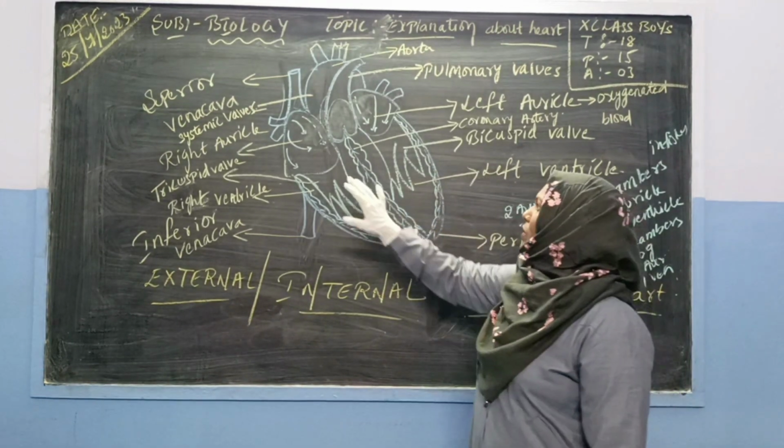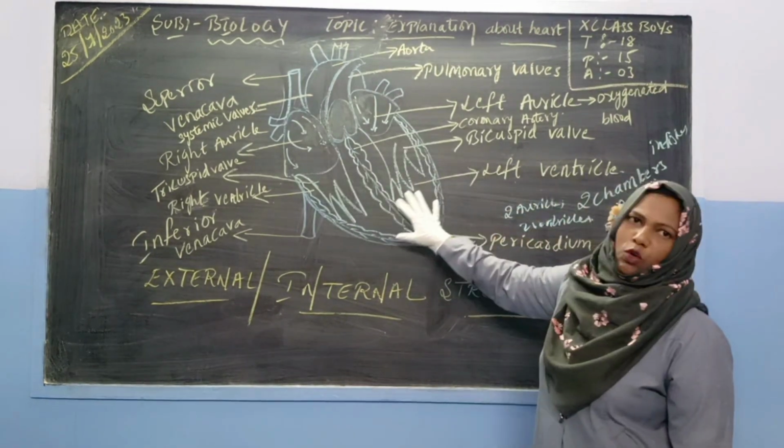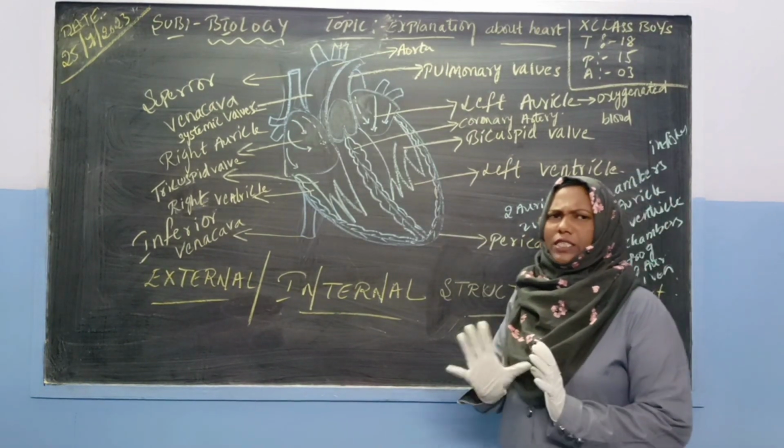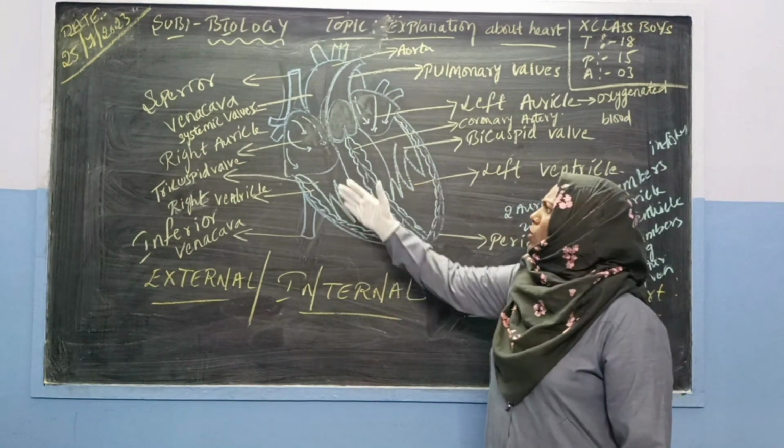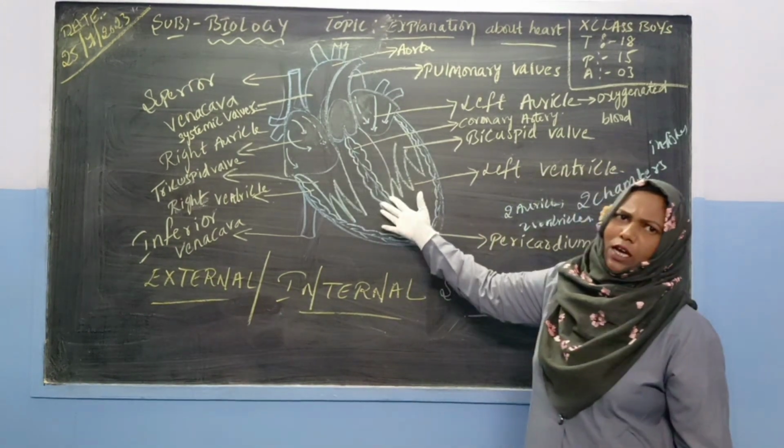The upper ones are the 2 auricles and the lower ones are the 2 ventricles. By seeing it externally also we can say this, but as you go through the internal structure, in that also you can say that 2 auricles are present and 2 ventricles are present.